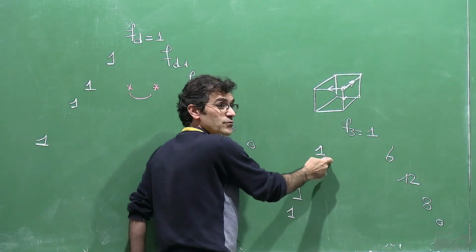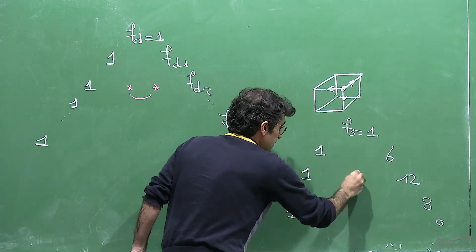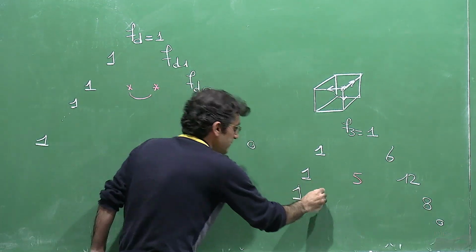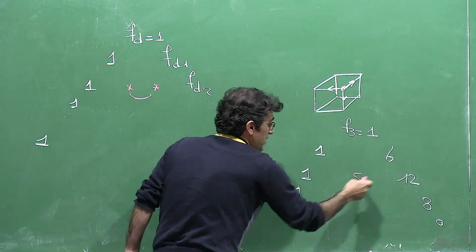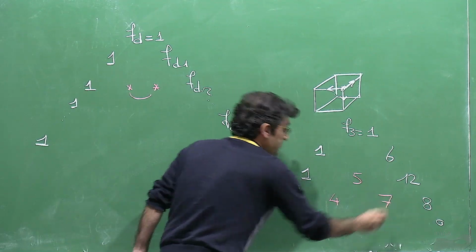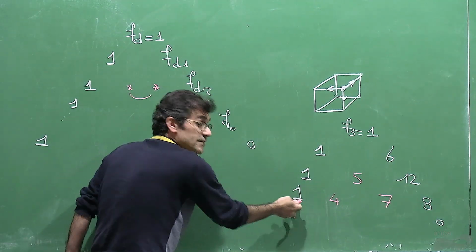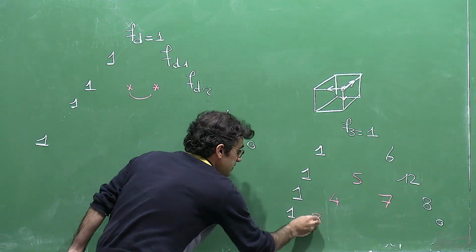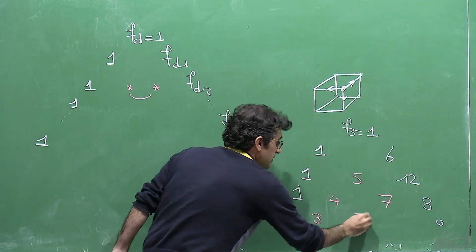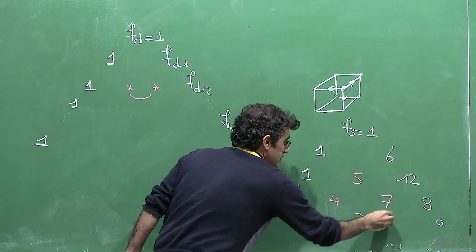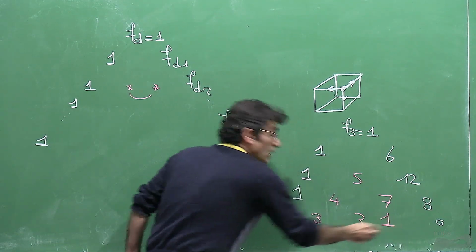So 6 minus 1 is 5. 5 minus 1 is 4. 12 minus 5 is 7. And I continue. 5 minus 1 is 3. 7 minus 4 is 3. 8 minus 7 is 1.